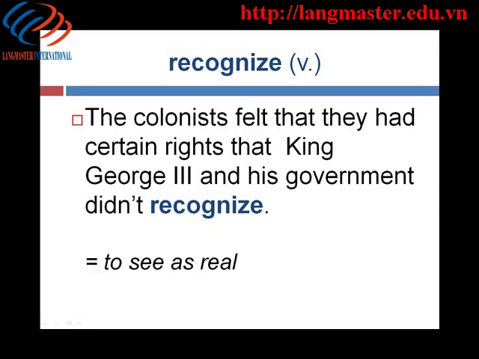Recognize. The colonists felt that they had certain rights that King George III and his government didn't recognize. Recognize means to see as real. This has to do with acceptance.